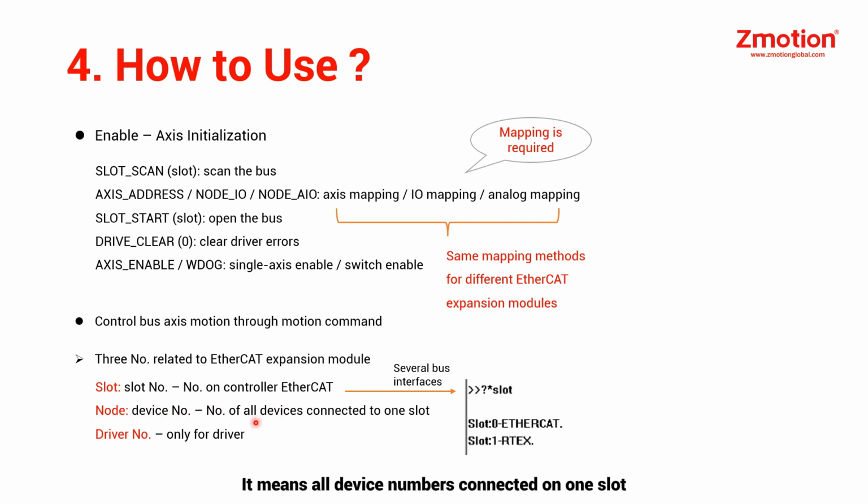Number 2, device number, node. It means all device numbers connected on one slot, starting from 0 and numbered automatically according to connection sequence. Number 3, drive number. For this one, the controller automatically identifies the driver on the slot. And the numbering rule is the same as device numbers, but it only numbers for drivers, not for others.